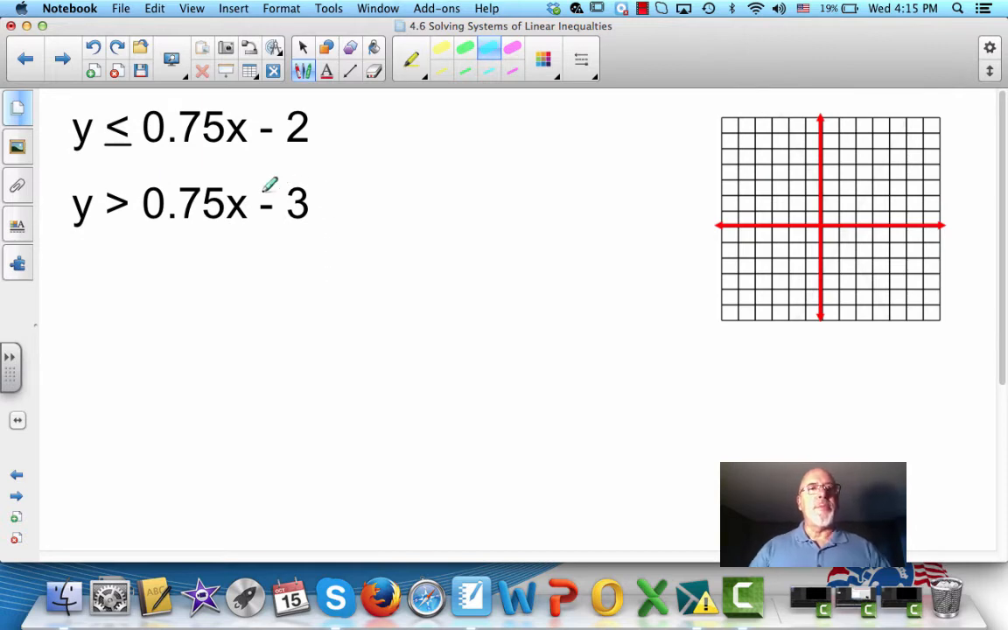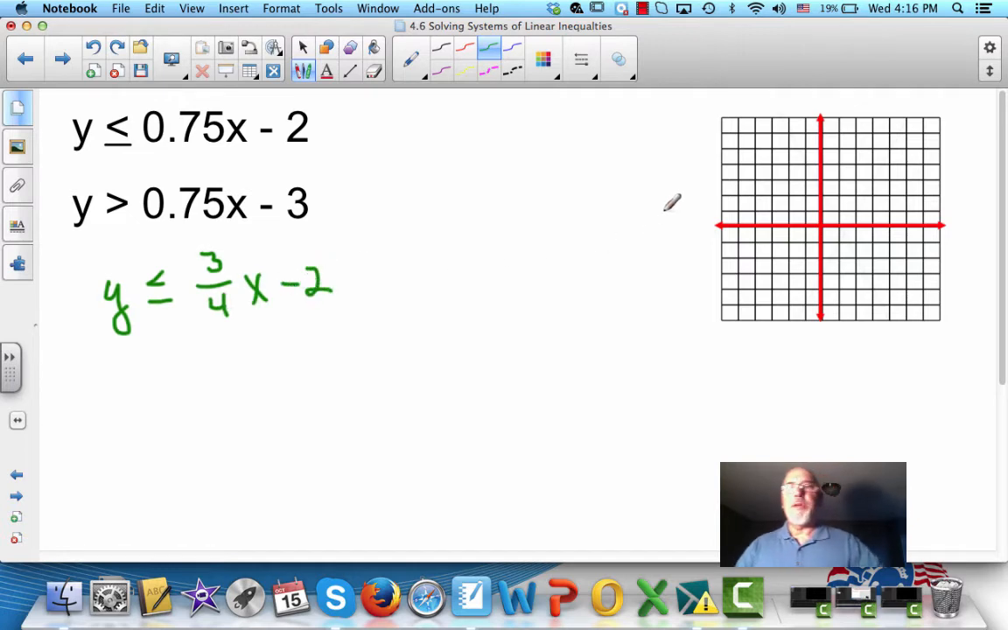All right, this one. First thing you got to do whenever you see this one is you realize that it's in decimal form. And you don't need it to be in decimal form. You need it to be in fractions, because that's how slope is done. So you rewrite the problem to be y is less than or equal to 3/4 x minus 2. Come over here and graph that.